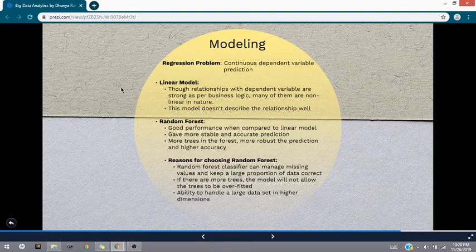Which model are we going to use? That is a question. Since we want to predict a continuous dependent variable, loss amount, from a number of independent variables, we decided to implement a regression model on the preprocessed data. Initially, we implemented a linear model, then we implemented random forest regression. The linear model did not perform well, whereas random forest performed better than the linear model.